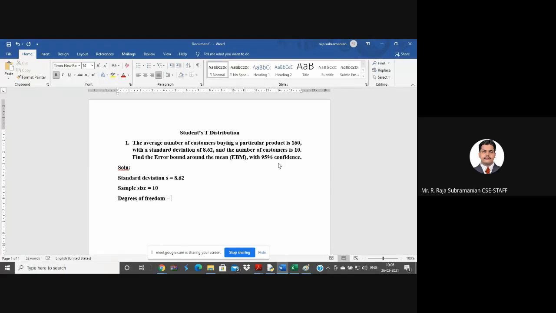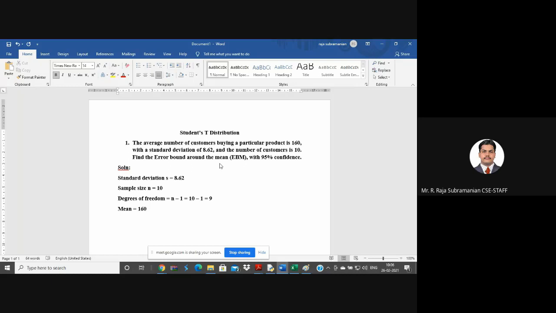So what is degrees of freedom in a t-test? If the sample size is n, the degrees of freedom is going to be n minus 1. Rightly pointed out, so it is going to be 9. One more value we have is the mean, the average number of customers I have. So mean is equal to 160. These are the values I currently have.